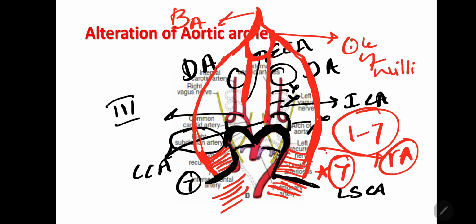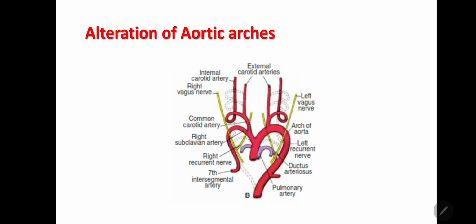Whereas the portion of dorsal aorta between this seventh intersegmental artery and this fusion of both the right and left dorsal aorta, it disappears here. Only it remains on the left side to form the descending aorta. So these all alterations are happening in what? In the primitive aortic arch system.